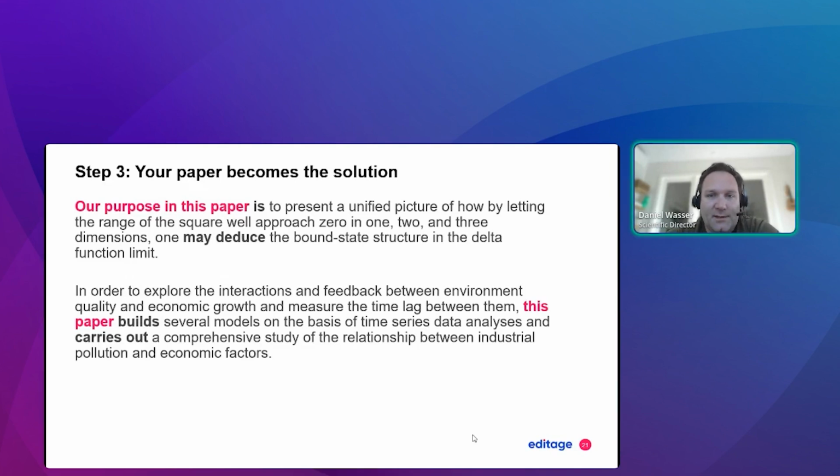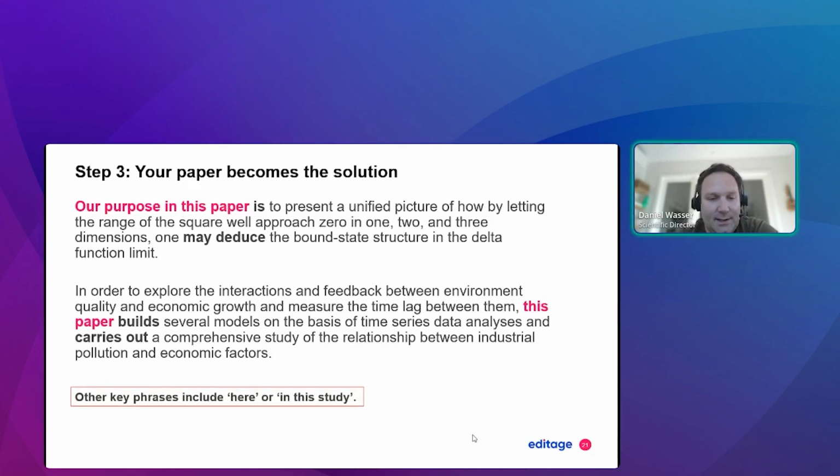Our purpose is to present a unified picture of how, by letting the range of square well approach zero in 1, 2, or 3 dimensions, one may deduce the bound state structure in the delta function limit. So this is the payoff. The general statement, the problem, and then the solution. And likewise here, in order to explore the interactions and feedback between the environment quality and the economic growth and measure the time lag between them, this paper builds several models on the basis of time series data analyses and carries out a comprehensive study of the relationship between industrial pollution and economic factors. So the idea is, as we've discussed, you want to set the table, but then you come behind and you're the solution. And that's what draws people into then reading the rest of the paper.